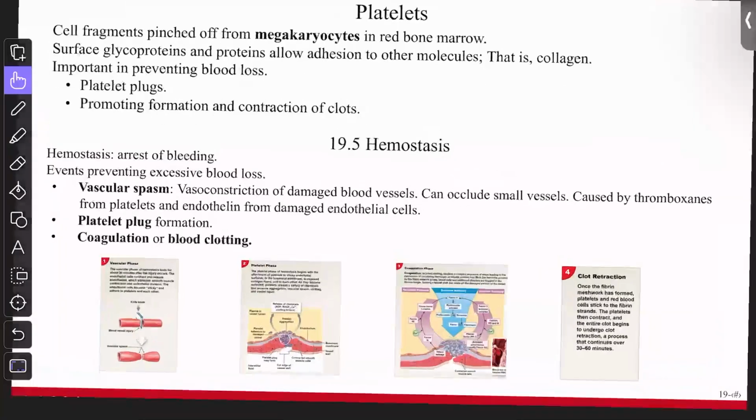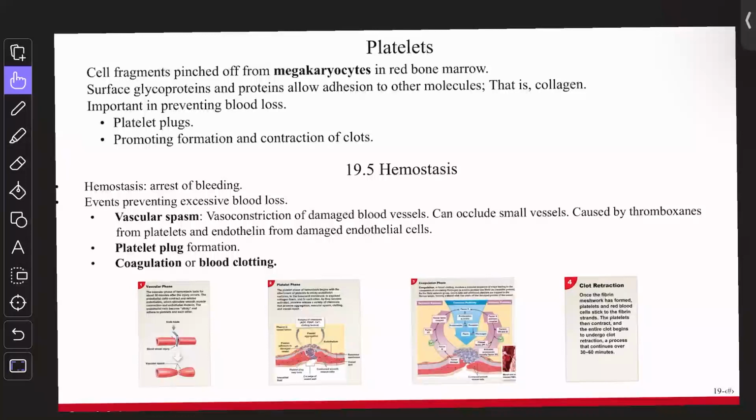Okay, so platelets are responsible for what job? Blood clotting, okay? Generally speaking, the process of blood clotting is a process called hemostasis, trying to manage the blood, maintain the blood, keep it at the same level.